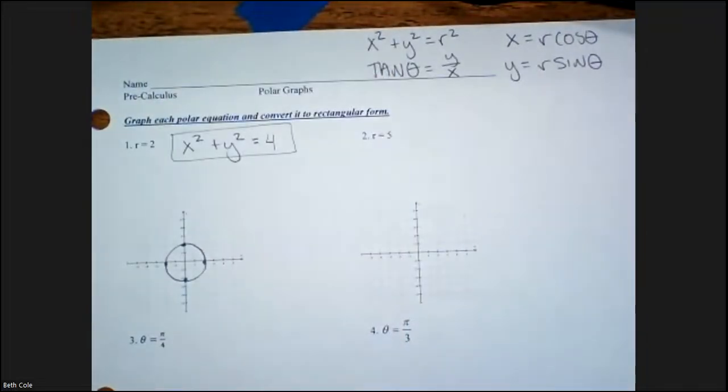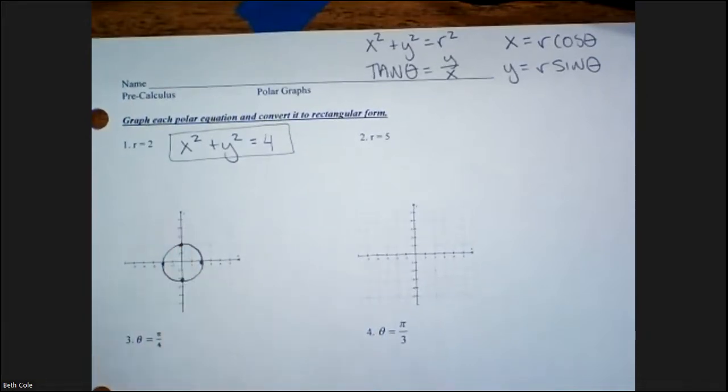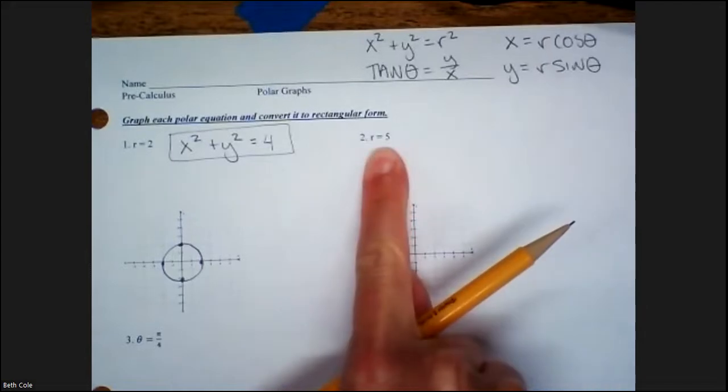Now, if you're like, hey, Ms. Cole, shouldn't it be Y equals though? Not in this case. These aren't functions. Most of them are not going to pass the vertical line test. So they're polar equations or polar graphs, but they're not polar functions. They aren't functions. So this one, radius is 5.